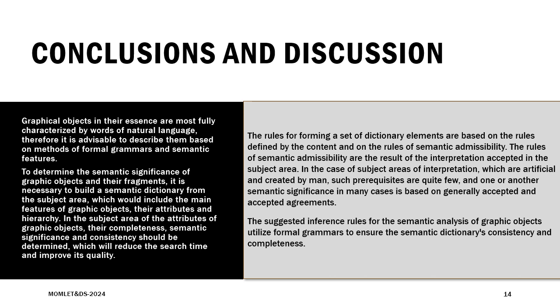The rules for forming a set of dictionary elements are based on the rules defined by the content and on the rules of semantic admissibility. The rules of semantic admissibility are the result of the interpretation accepted in the subject area. In the case of subject areas of interpretation which are artificial and created by man, such prerequisites are quite few, and one or another semantic significance in many cases is based on generally accepted agreements.